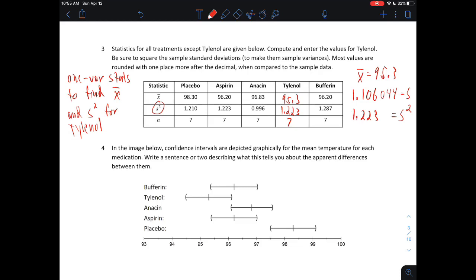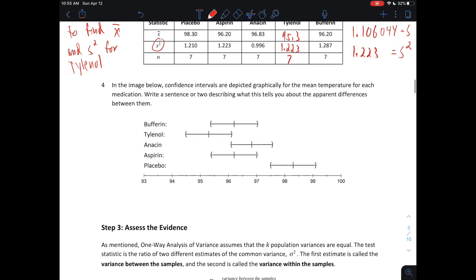All right, so number 4, in the image below, confidence intervals are depicted graphically for the mean temperature for each medication. Write a sentence or two describing what this tells you about the apparent differences between them. So they've done all of the confidence interval work. When you look at these images, you have two parentheses and then a vertical slash in the middle. And what you can think is for each, the vertical slash in the middle is the mean. And then we use our margin of error to build the confidence interval around that.